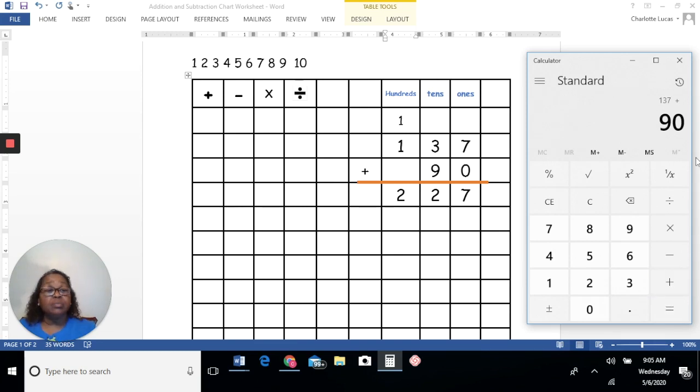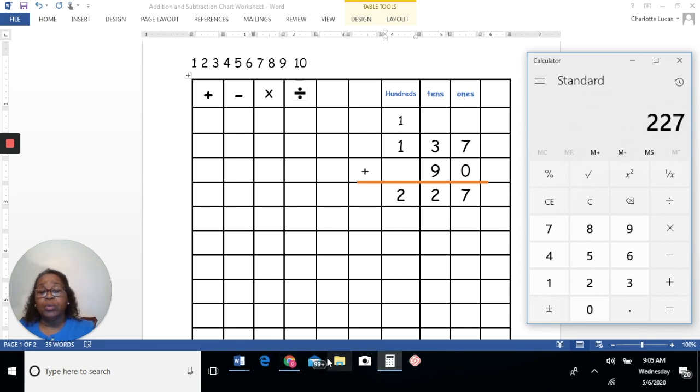But also, let's see what happens up here on the calculator. It gives us a record, so we can make sure we have it correct. Click it, and the answer will be 227. 137 plus 90 is 227. We got it right. Well, guys and girls, we did a wonderful job today.